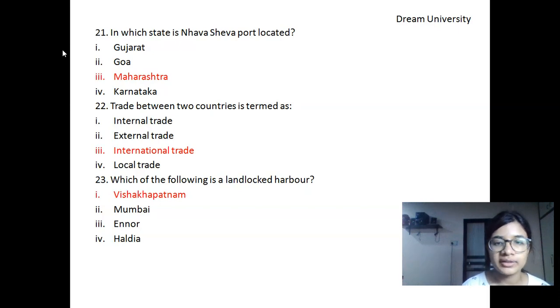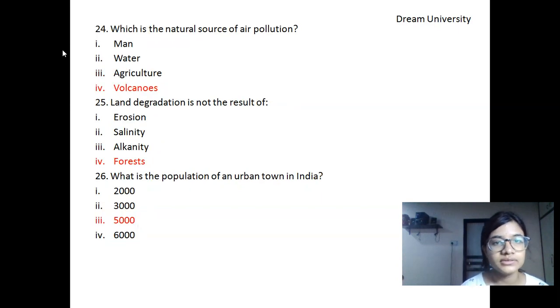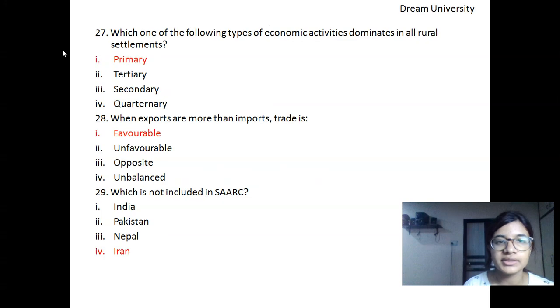Then trade between two countries is termed as international trade. Then landlocked harbor, Vishakhapatnam. Then natural source of air pollution are volcanoes because when they erupt, they are producing a lot of soot, ash, and smoke, and release of gases as well. Then land degradation is not the result of forest, of course. Then population of an urban town in India. For a place to be designated as urban in India, it needs to have a population of 5,000 persons.